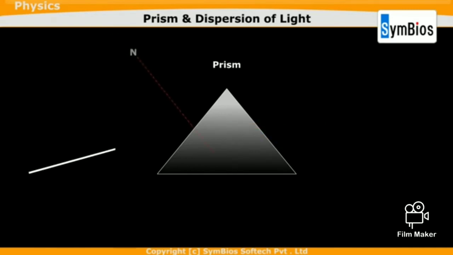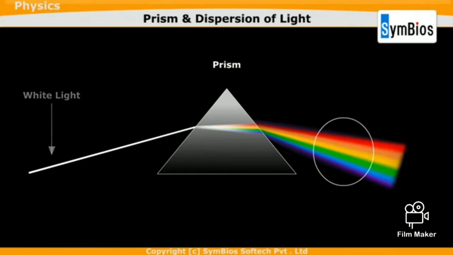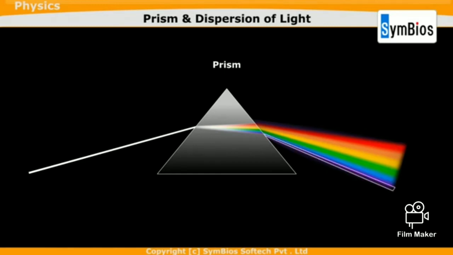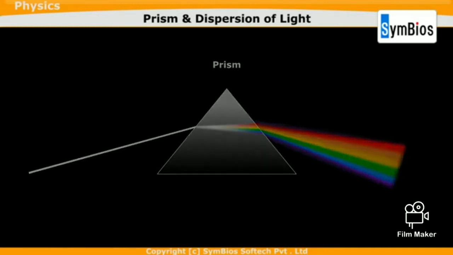We already know that the angle of refraction depends on the color of light. White light is made up of a spectrum of colors, so each color will be bent by a different angle. Dispersion is the phenomenon of splitting of a beam of white light into its constituent colors.